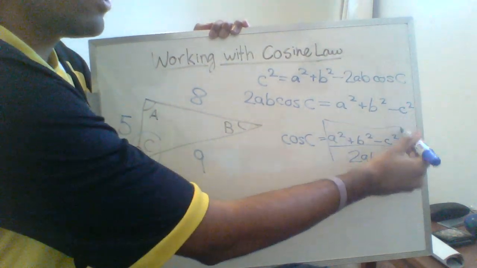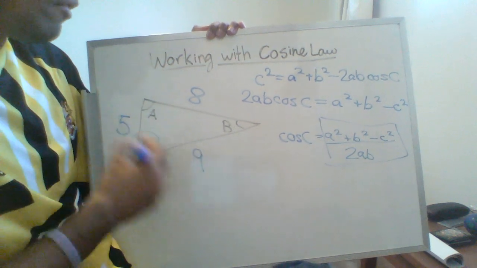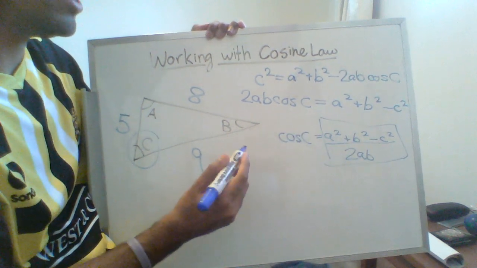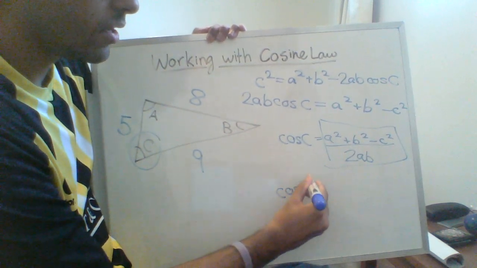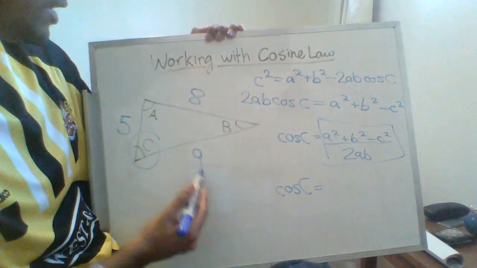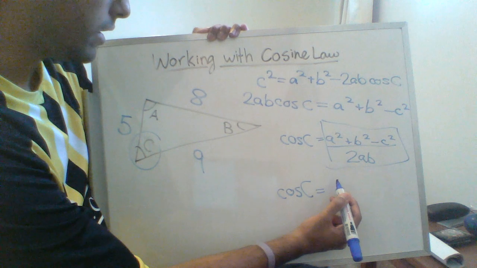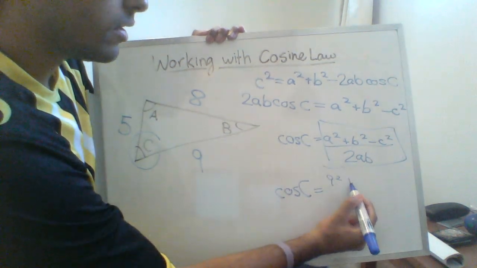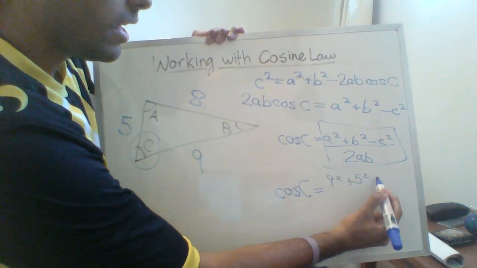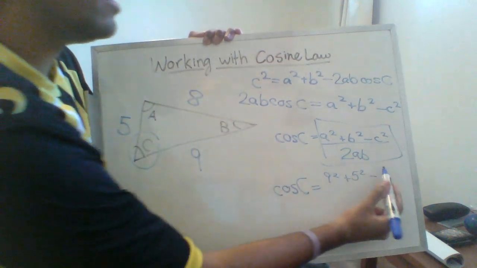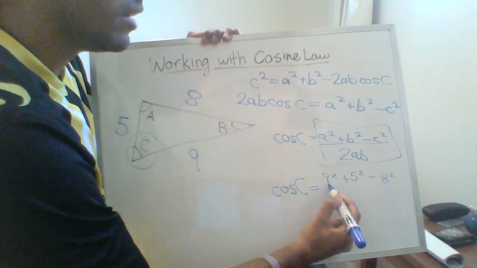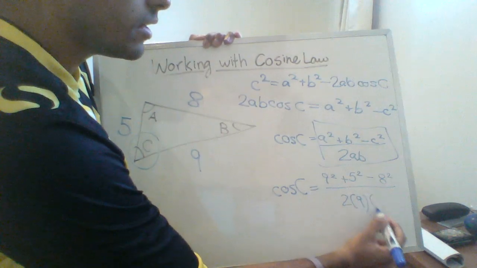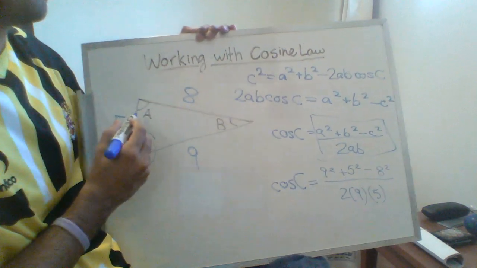Notice that all of this stuff on the right side is just side lengths, and we have all three side lengths. We have A, we have B, we have C, and then in the denominator we just need A and B. So we get cosine C is equal to, well, side A is 9 units, so that means 9 squared. Side B is 5 units, so plus 5 squared. Side C up here is 8 units, so we subtract 8 squared, divided by 2 times 9, because that's the length of side A, times 5, because that's the length of side B.